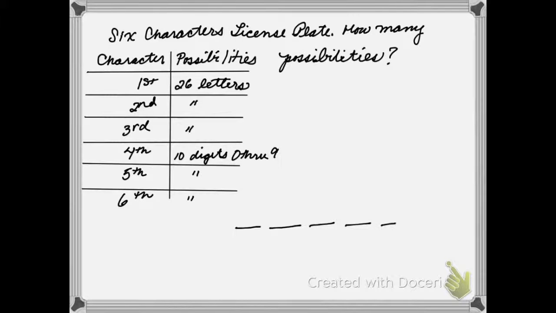So I've got 6 possible characters. And again, it's the multiplication principle. How many ways are there to fill each position? So I can have 26 letters, 26 letters, 26 letters, and then there's 10 possibilities for each of the digits. And you just multiply this, and that'll give you the total number of license plates that are possible.